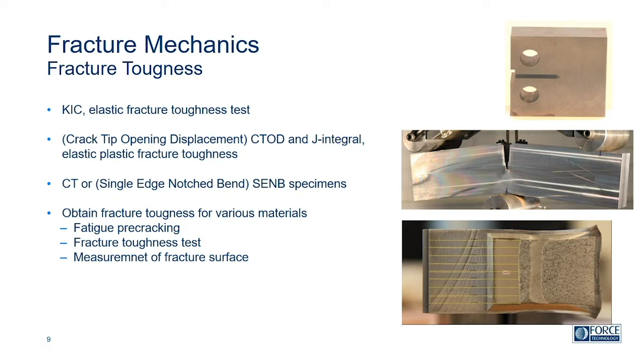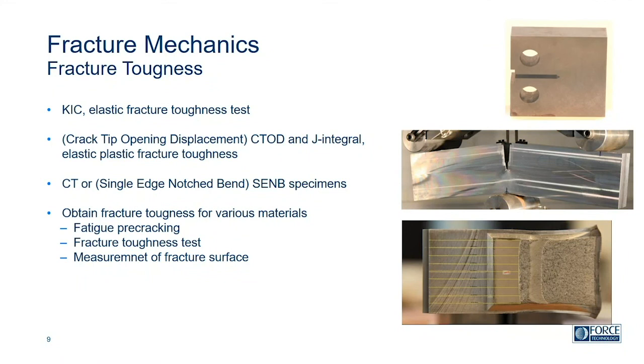So the different test methods we have for fracture toughness is K1C, which is an elastic fracture toughness test, where we do not allow for much plasticity in the crack tip before final fracture. This means that we want a brittle fracture in the specimen. Then there's the crack tip opening displacement, or CTOD, and the J-integral method. CTOD and J-integral allows for plasticity in the crack tip. So if the material does not have a brittle behavior for the actual thickness, then CTOD or J-integral method is necessary to use for determining the fracture toughness.